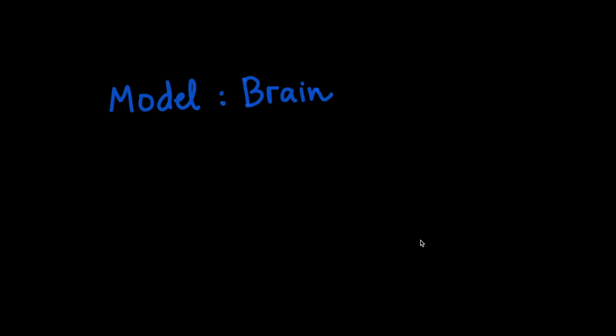And model, you can think of model as the brain of the application. This is where all the data models are. This is where the interaction between different data models happens, and also this is a component which actually interacts with your database directly.